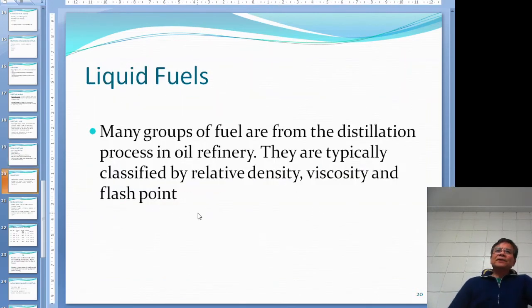So the liquid fuels, they come from distillation in the oil industry. After the refinery, they produce a lot of jet fuel, furnace oil, diesel, and bunker C, all different types. They can be classified by the relative density, or the viscosity, or the flash point.